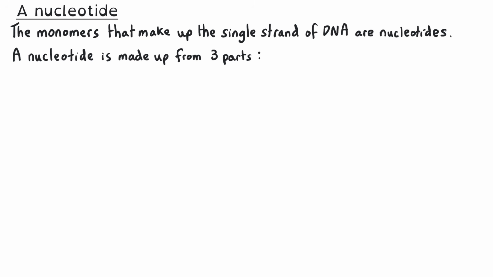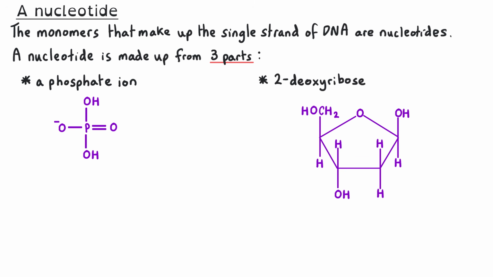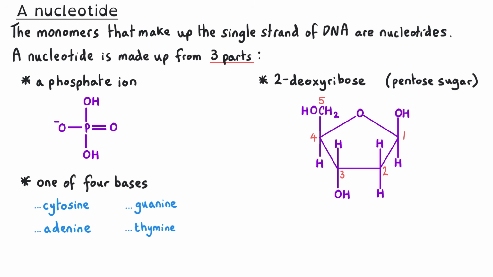A nucleotide is made up of 3 parts: a phosphate ion, shown here, and this phosphate ion is bonded to 2-deoxyribose, which is a pentose sugar, and this means that it forms a 5-sided cyclic compound. We number the carbon atoms in the sugar, starting with this one here, being position number 1, and then we work our way clockwise until we get to here, and this is carbon number 5 as part of the branch. And then this deoxyribose sugar is in turn bonded to one of 4 bases called adenine, guanine, cytosine, or thymine.